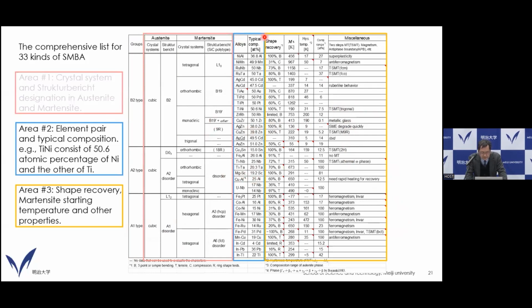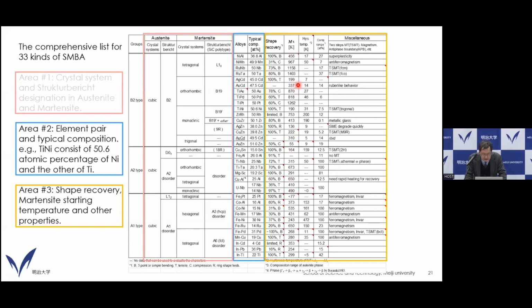The second area shows the element pair and the typical composition of each shape memory binary alloy. The third area shows the percentage of maximum shape recovery, martensite starting temperature and other properties. Please look at this column. This column is the martensite transformation temperature. For example, here is 55, the unit is Kelvin, so 55 Kelvin martensite start.